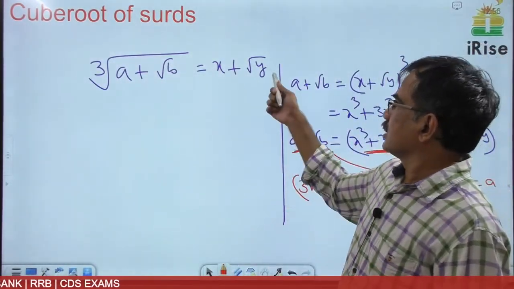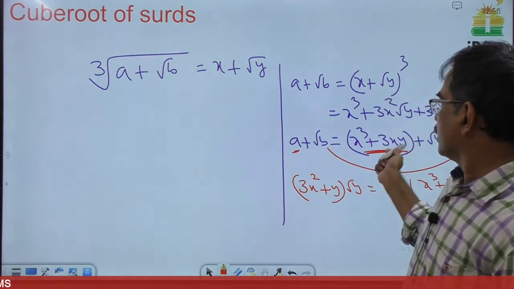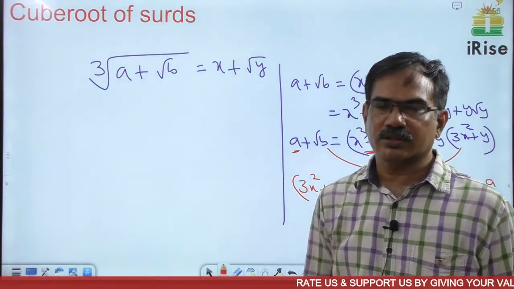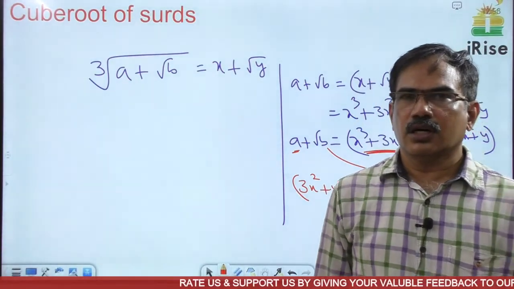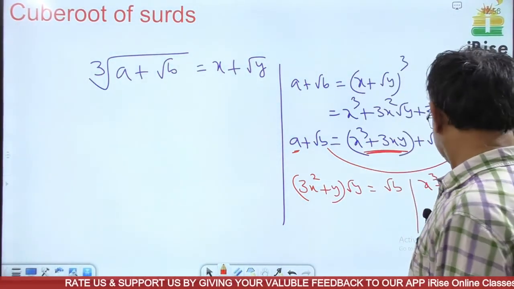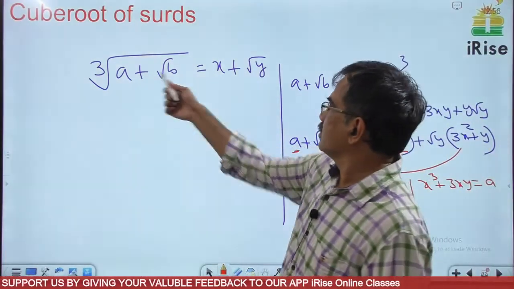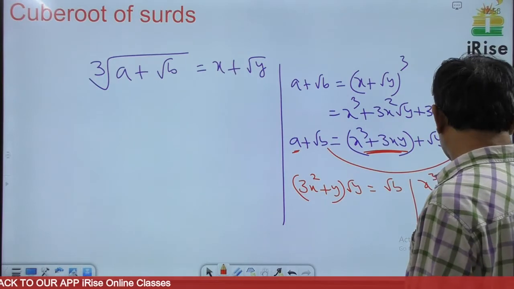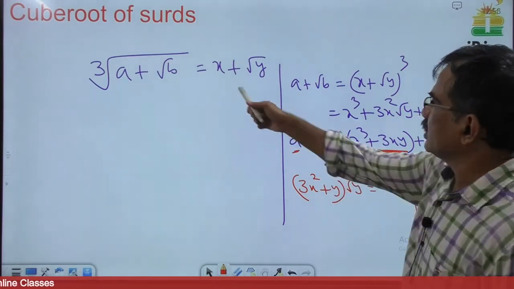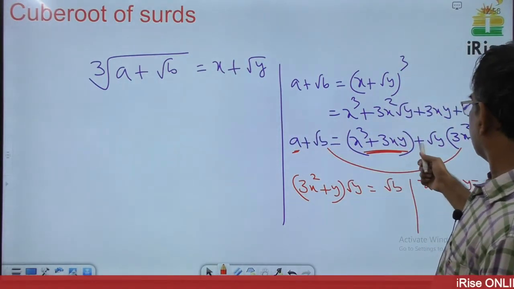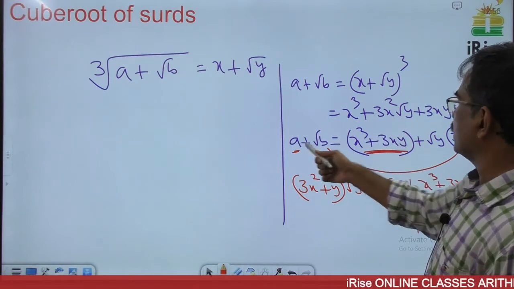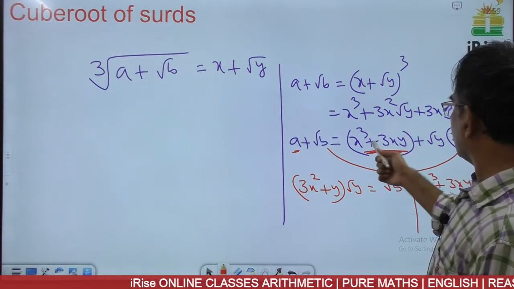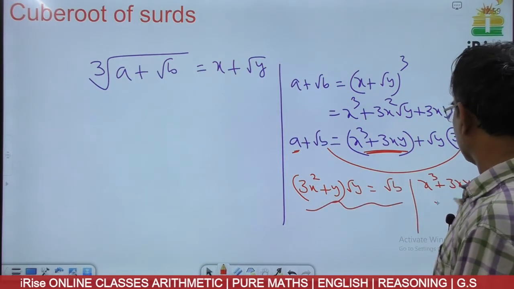Consider this as x plus root y, taking cube on both sides, comparing rational part with rational part and irrational part with irrational part. I want to solve a simple example here. Even if minus is there, here also minus. The method is the same. If it is minus, then we get minus here. x cube plus 3xy is a, and with minus, then 3x square plus y. Here the comparison is the same in both cases.